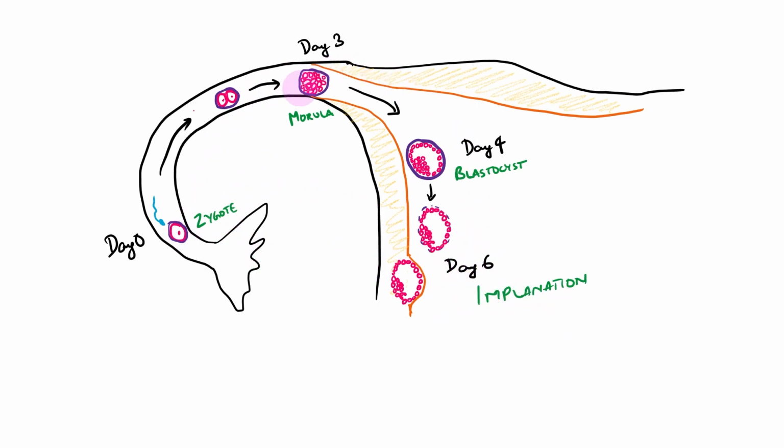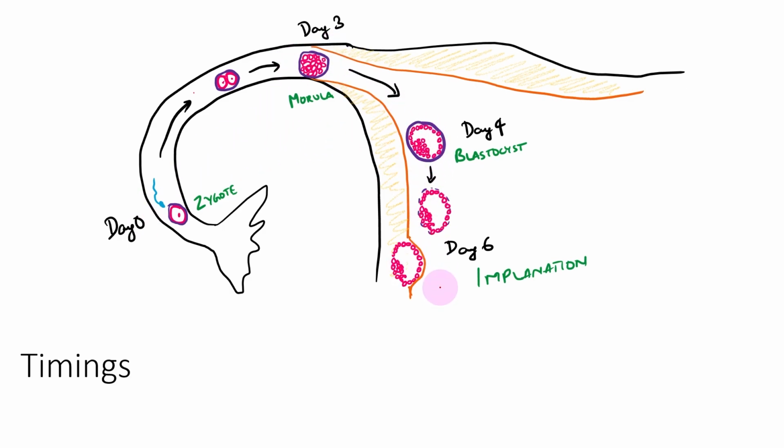So we need to know the timings, the days of the most important events here. So how can we learn that? Obviously, zygote is formed on day 0. Morula is formed on day 3. The way I remember it is, you write M and you just flip it around, you find 3. So on 3rd day, you find the morula.